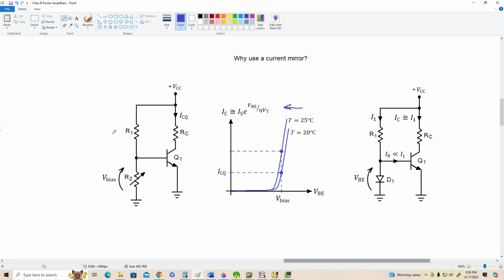All right, so let's take this current mirror idea and apply it to our amplifier.